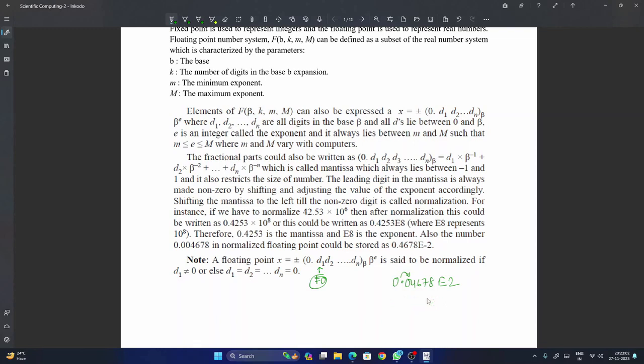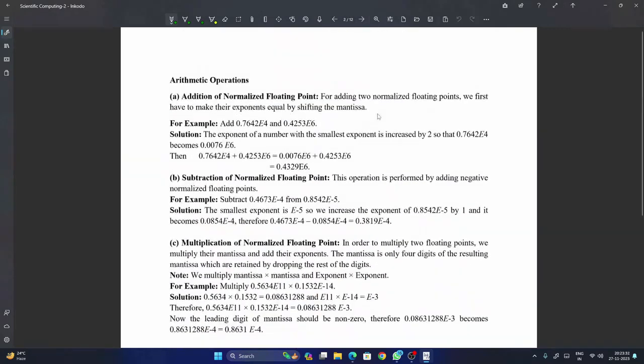Now the question is, if your normalized format looks like 0.4253 e8, that means after the 0 you have a number, and this is a decimal system, not a binary system, then how will you calculate the summation, the subtraction, and how will you do multiplications or divisions or other operations? That is another thing: how the computer actually calculates all of these. So here you have some rules, and the rules are like this.